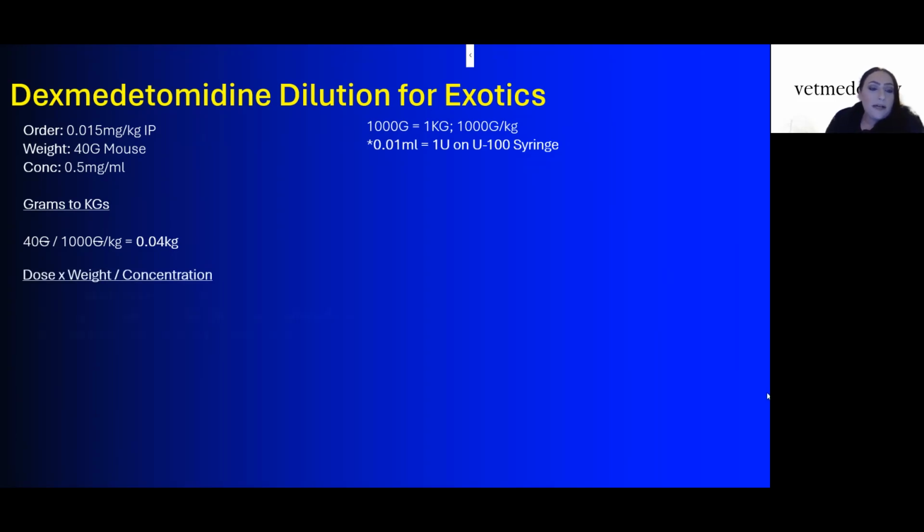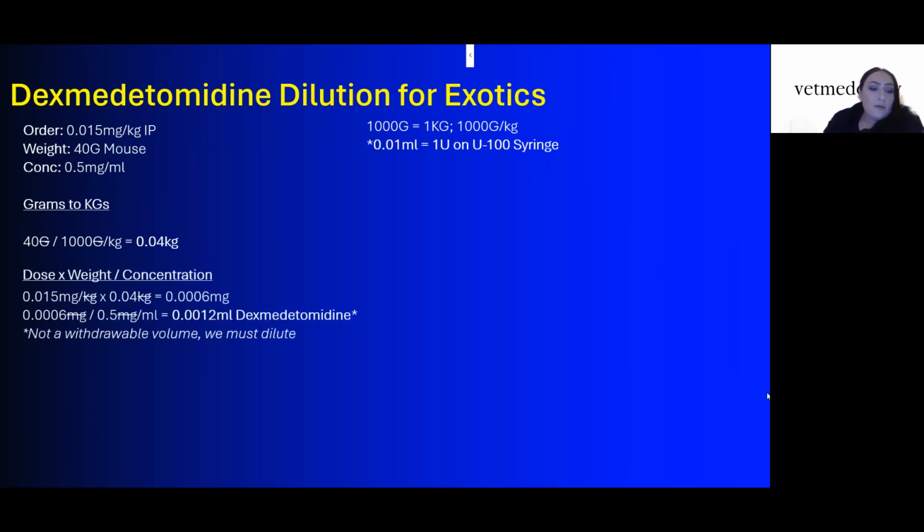Dose times weight divided by concentration, 0.015 mg per kg times 0.04 kgs equals 0.0006 milligrams. 0.0006 milligrams divided by 0.5 mg per mil gives us 0.0012 mils dexmedetomidine, which is not a withdrawable volume, so we must dilute. The dilution, we want to go ahead and do a 1:9 dilution, which is 10 total parts. And 0.5 mg per mil divided by 0.05 mg per mil gives us that 10.